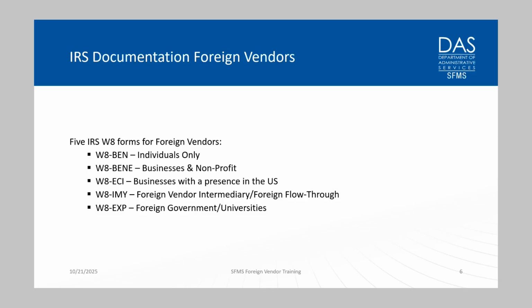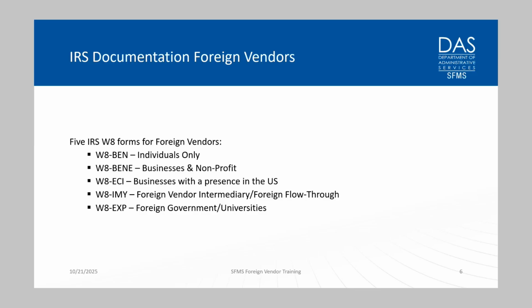There are IRS documentation that you're going to need to have in hand before you enter them into RSTARS. W-9s, all of us are familiar with if we've been working on AP for any length of time. Those are associated with U.S. companies, U.S. entities, U.S. individuals that are acting and being paid by the state of Oregon or anybody else in the U.S.